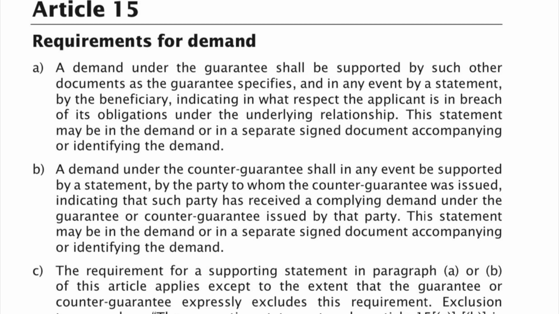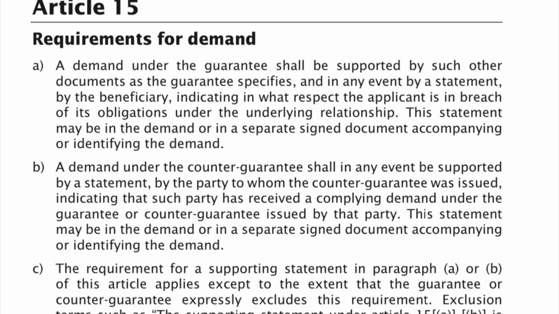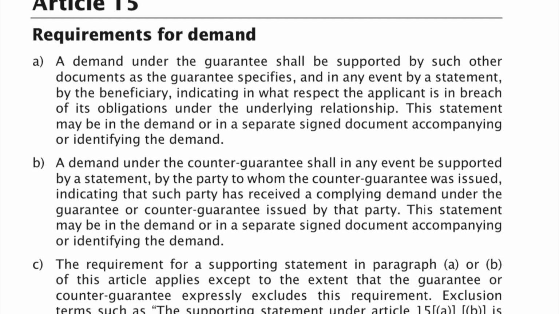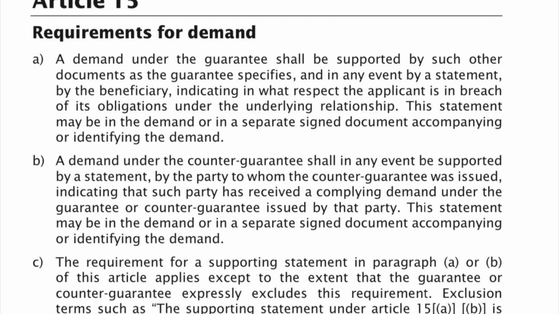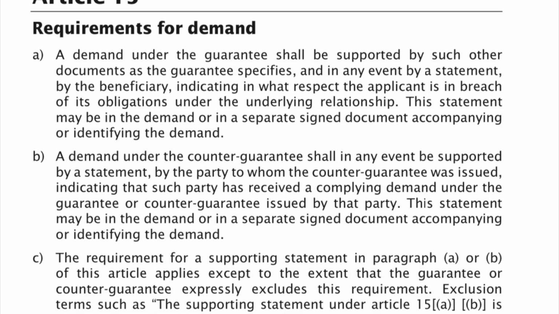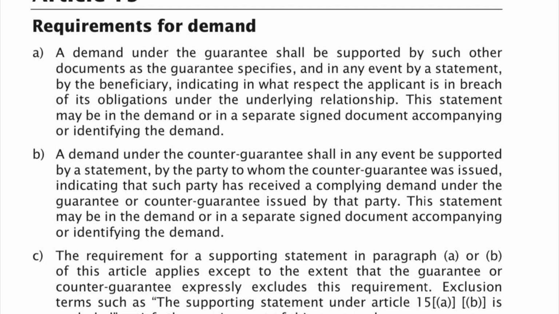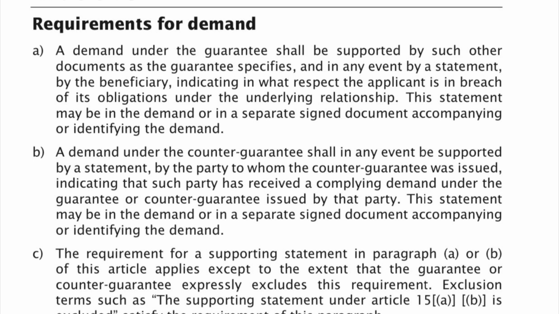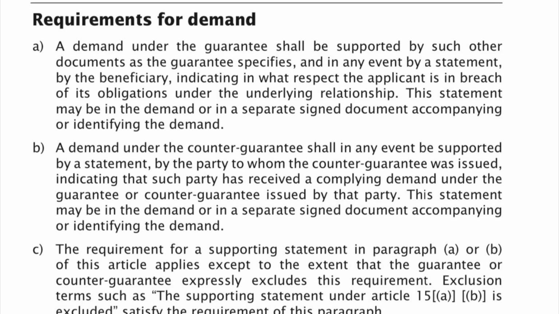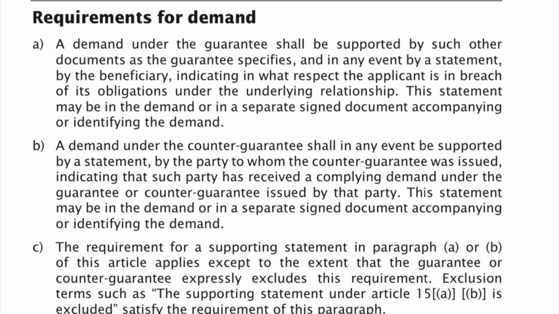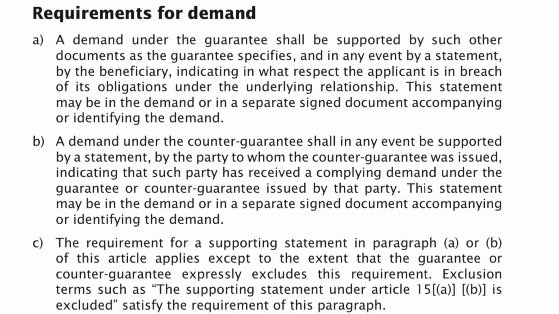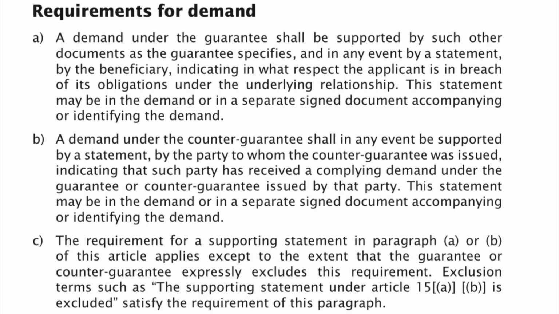Now let's see what is in Article 15. Article 15 discusses the requirements for demand. A demand under a guarantee shall be supported by such other documents as the guarantee specifies, and in any event by a statement by the beneficiary indicating in what respect the applicant is in breach of its obligation under the underlying relationship. This statement may be in the demand or in a separate signed document accompanying or identifying the demand.